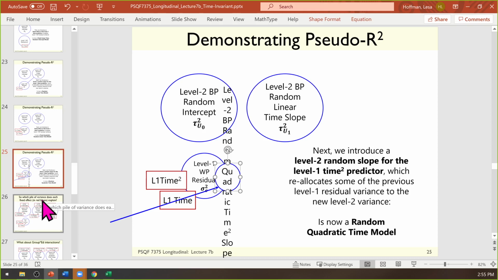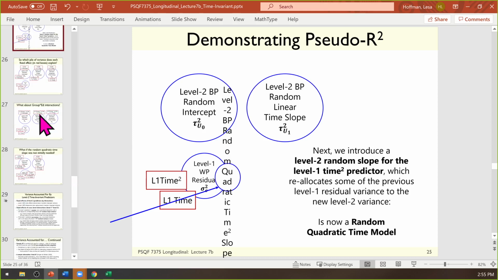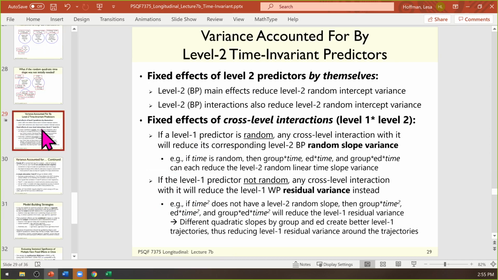Questions? So we have equations, we have pictures, and then words. Words, words, words.